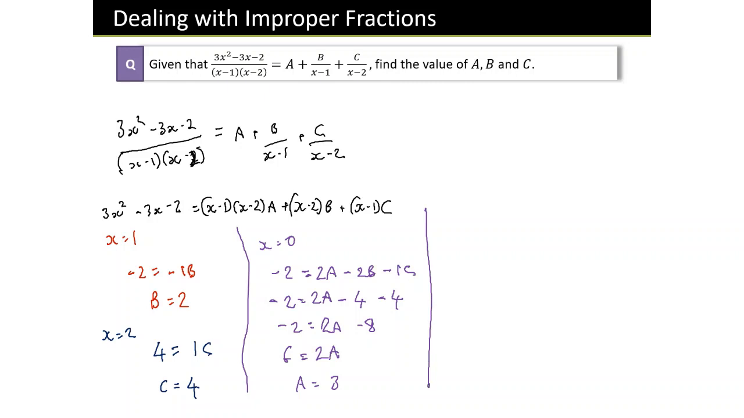So finally, if we just wanted to write it back in the form in the question, it would be 3 plus b is 2, so 2 over x minus 1, plus, and then c is 4, so 4 over x minus 2. So that's the way I would suggest tackling that type of question there.